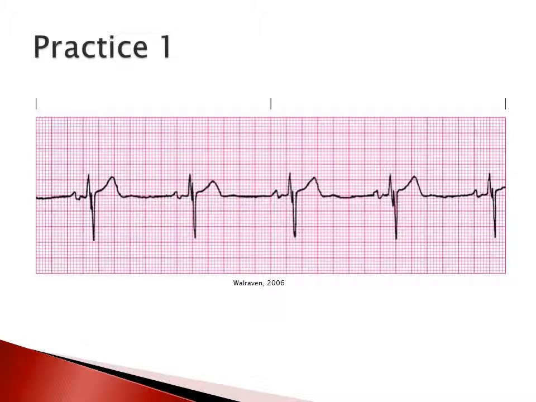So when we put everything together, we have a regular rhythm with normal P waves, normal PR interval, normal QRS complex, normal T waves, and normal QT interval with a slowed rate of 50 beats per minute. So if you come up with sinus bradycardia, you are correct.